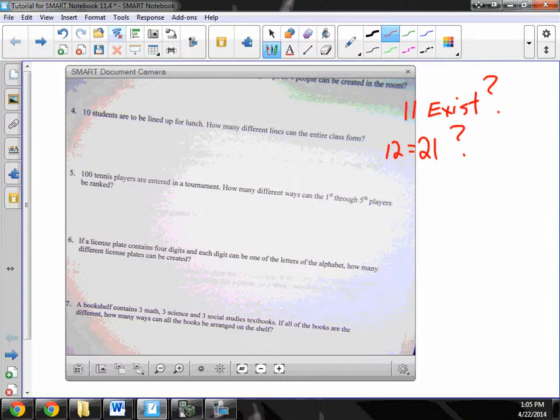When you put the marble back in, 11 exists. And if 12 and 21 are the same number, it's a combination. If 12 and 21 are different, it's a permutation.